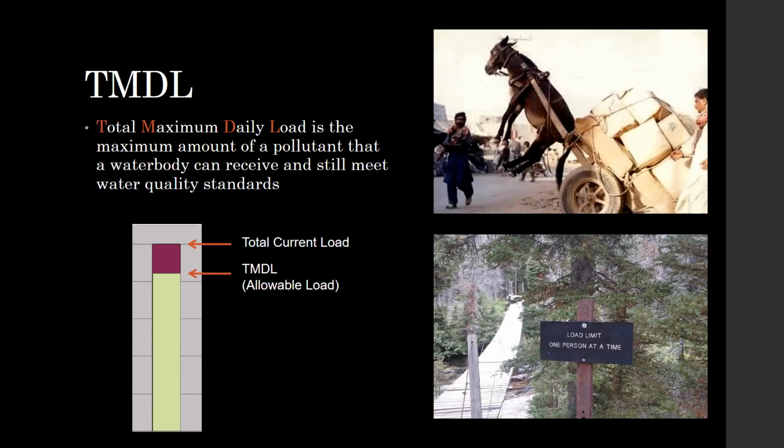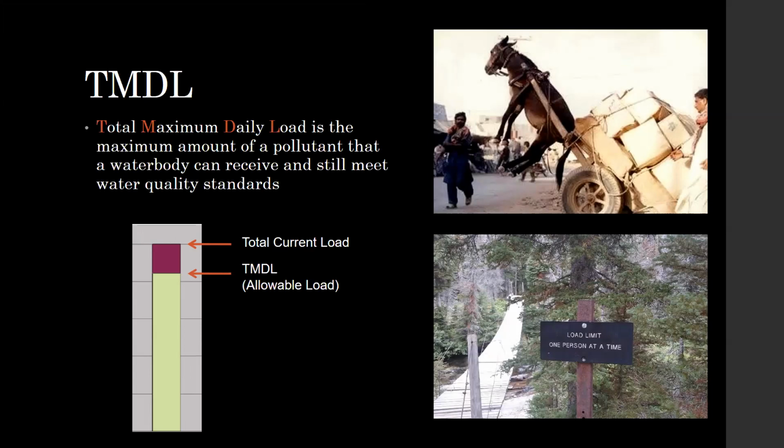And in the top right, there's a picture of a donkey that's attached to a cart, but he's up in the air because this cart has exceeded the maximum load that the donkey can pull. So there's too many boxes on this cart for the donkey to be able to pull it. In order for the donkey to be able to pull the cart, you have to remove some of those boxes to meet its allowable load, or its maximum load.